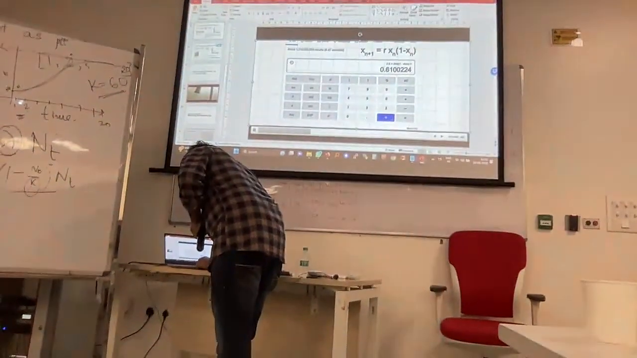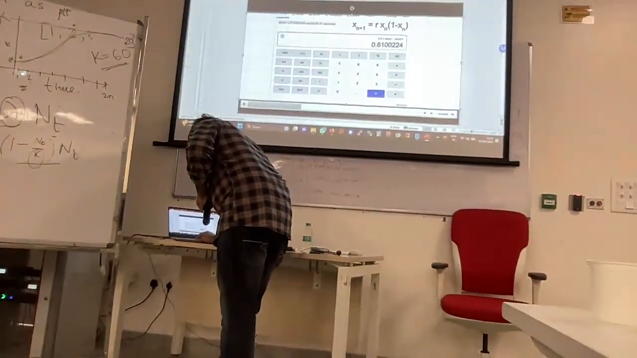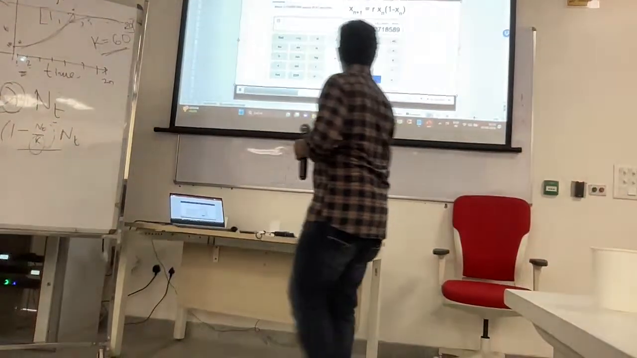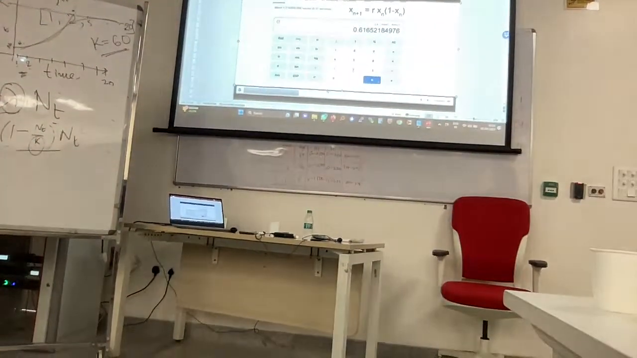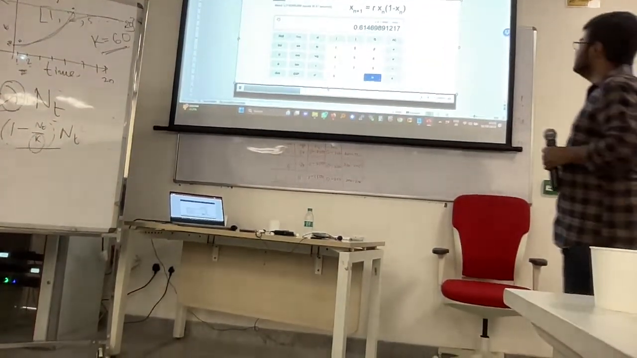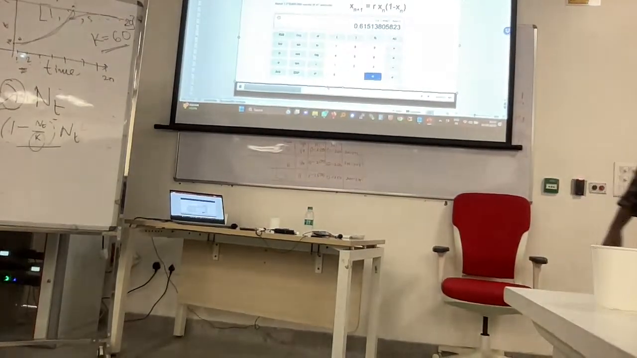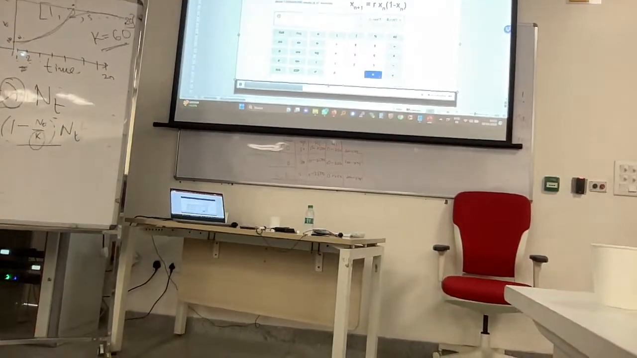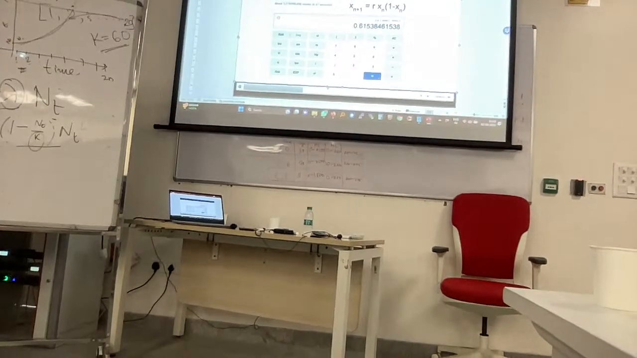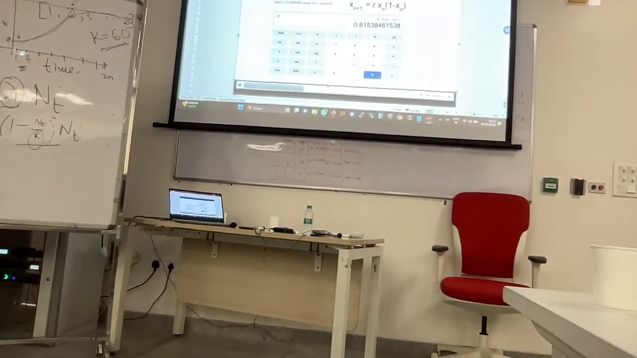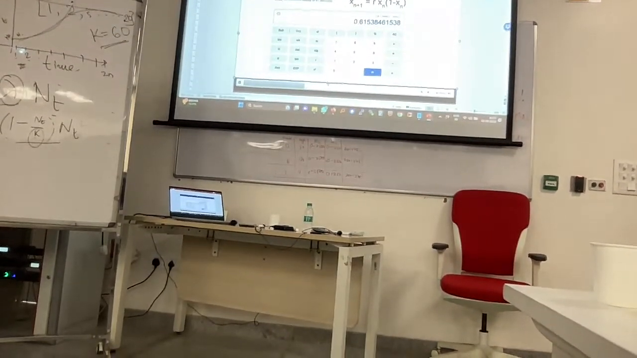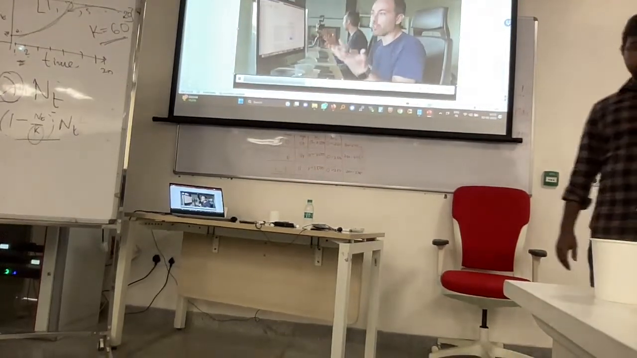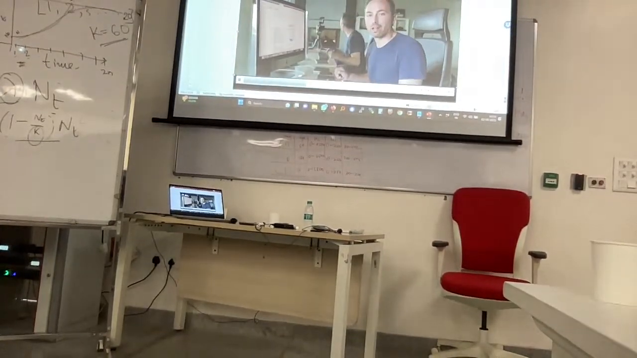Yep, 0.61. Population dropped a little. Hit it again. 0.619, 0.613, 0.617, 0.615, 0.616, 0.615. And if I keep hitting enter here, you see that the population doesn't really change. It has stabilized, which matches what we see in the wild. Populations often remain the same as long as births and deaths are balanced.